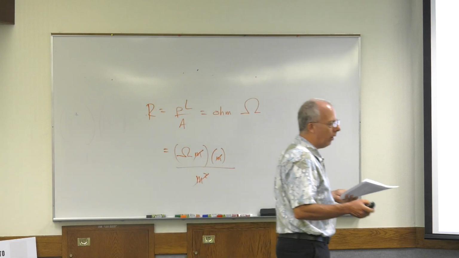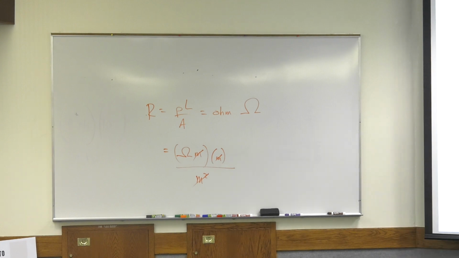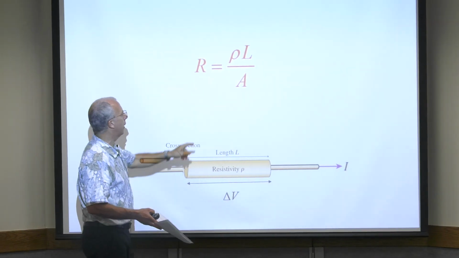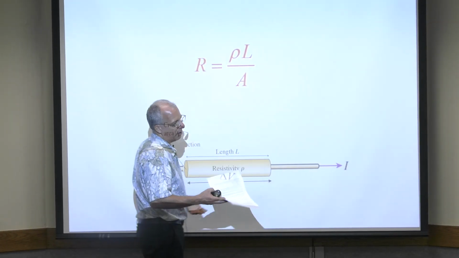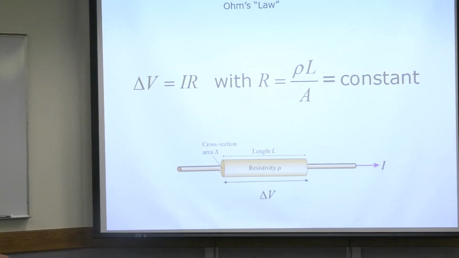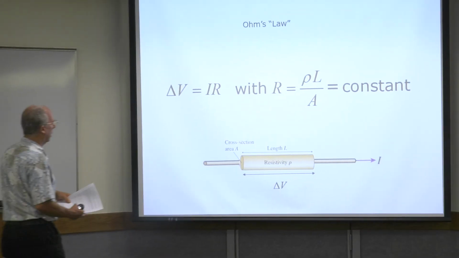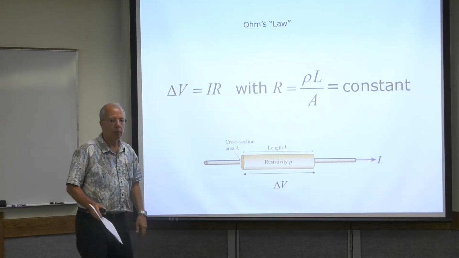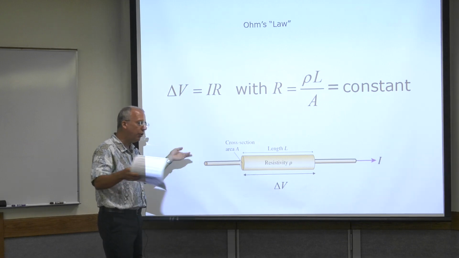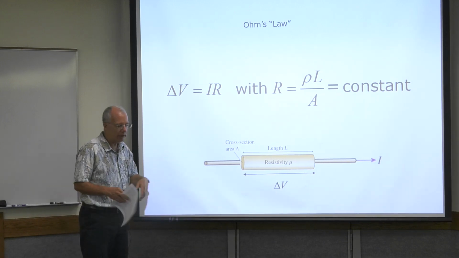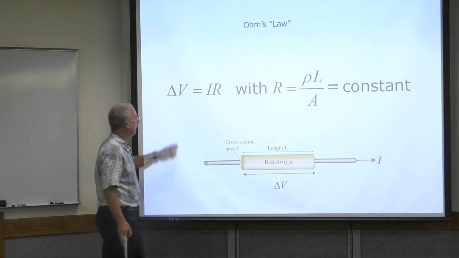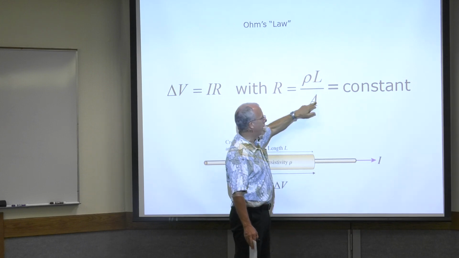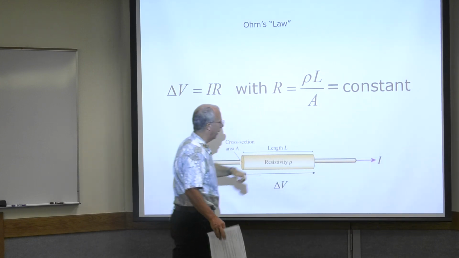For a given wire, this depends on the material. If it's just a given wire, this is constant, that's constant. So for a given wire, this is always just a constant. You just calculate it or measure it. So this is how you should remember Ohm's law. Delta V equals IR. That's kind of like F equals MA for electricity. If you talk to any electrician and ask, what's Ohm's law? They'll say delta V equals IR. Everybody knows it. So delta V equals IR is Ohm's law. But remember, R is rho L over A, and that's constant for a given wire.